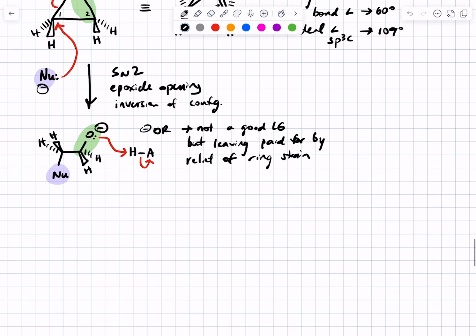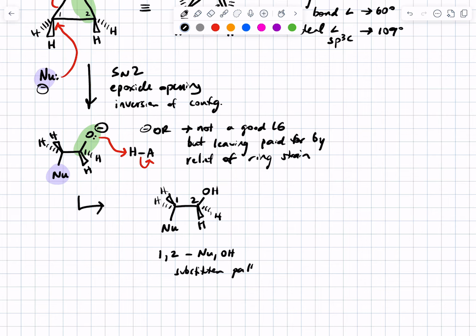The effect of epoxide opening is going to be to give you a structural pattern that looks like this, where you have an OH on one carbon and a nucleophile, whatever your nucleophile was, on the adjacent carbon. So anytime you see a 1,2 nucleophile OH substitution pattern, that is a clue that you could have made that as the product of epoxide opening.